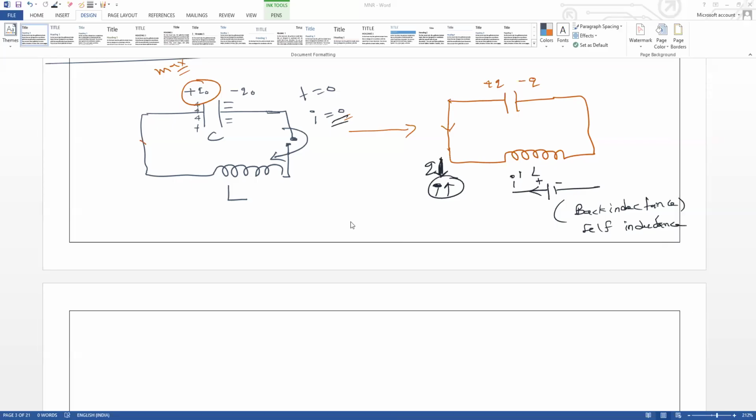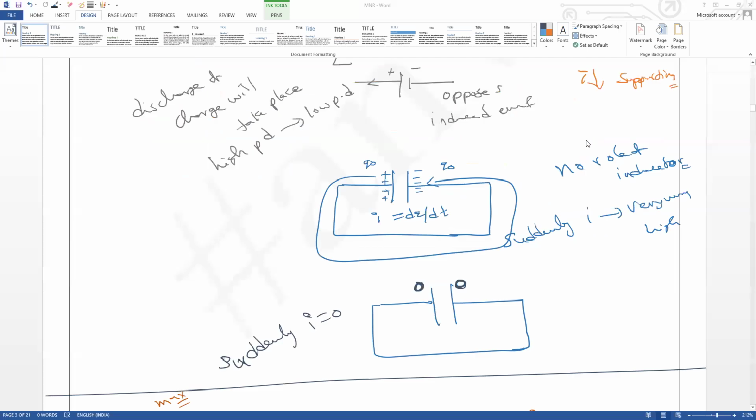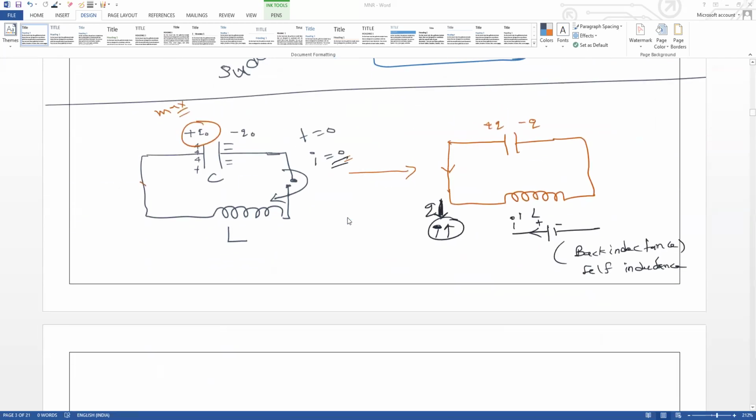When the current suddenly becomes maximum, there is no role of the inductor, so the circuit becomes a purely capacitive circuit. When the current suddenly becomes zero, by that time also there is no role of the inductor, so the charge on the capacitor becomes zero. Now we are not talking about sudden increases or decreases; it is happening slowly. So the initial case is this.